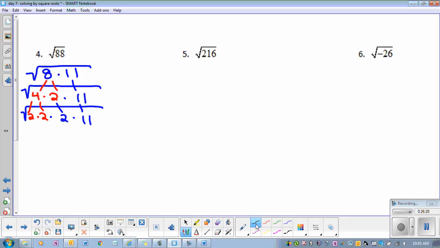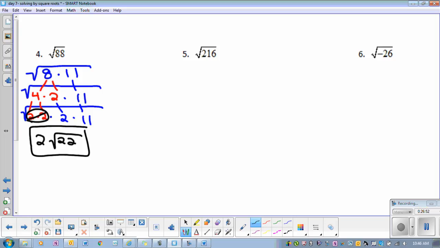Are you on number 4 right now? Yeah. Okay, so are you down to here? Did you get 2 times 2 times 2 times 11? Yeah. Okay, so now what do I circle? The 2s. So then one of those comes out? Yeah. What happens to that 2 and 11 that stay in? You multiply them. Good, and you get 22. Well, there you go. Did we all get that for number 4?